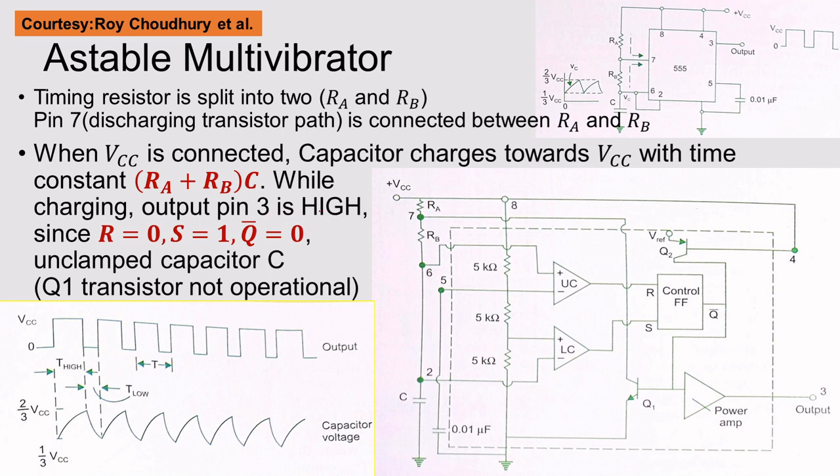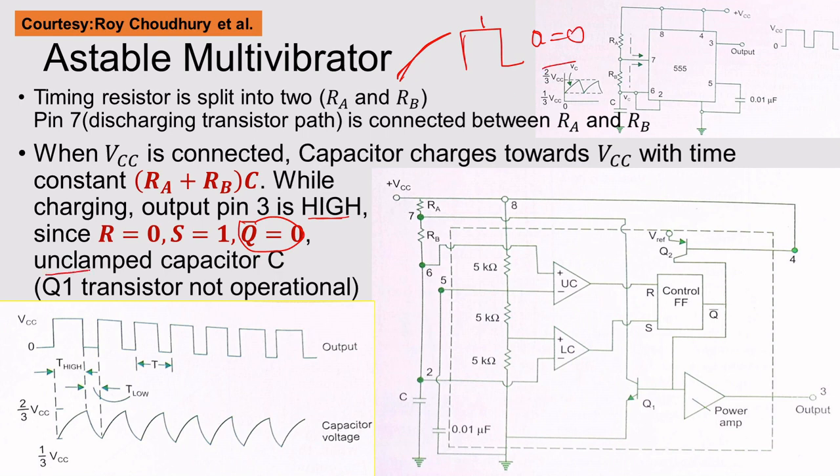When the output pin is high. So what you want to understand is during the charging period, the output pin will be high. When it is high, Q bar will be 0 obviously. So very important, when it is charging, your output will be high. That time Q will be 0. That's what I explained here, right?